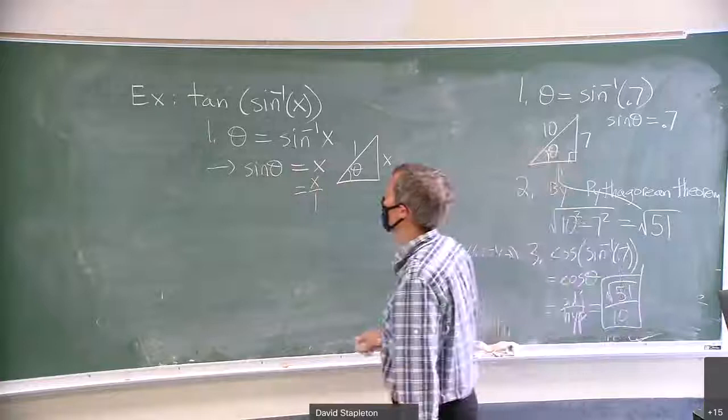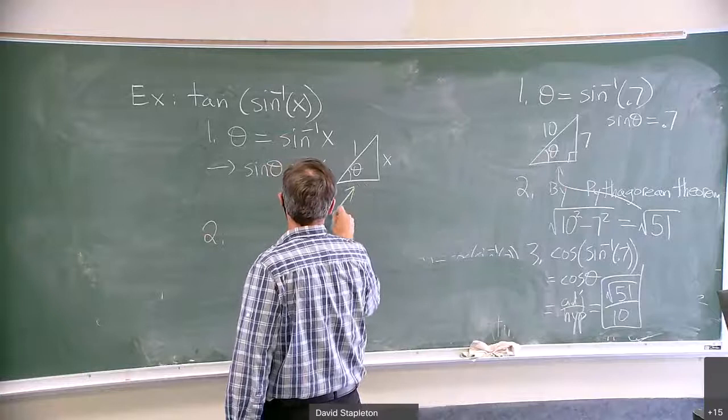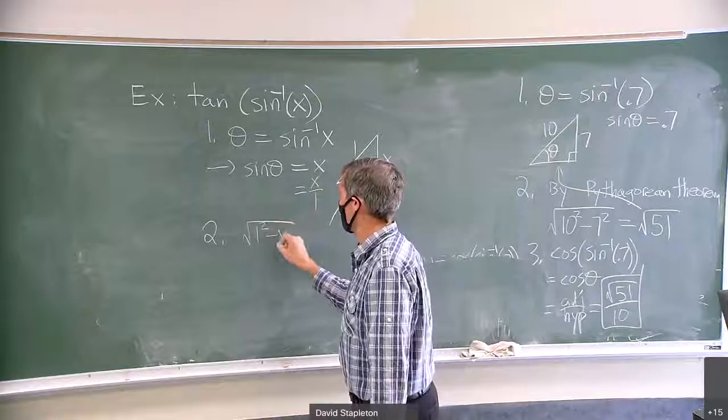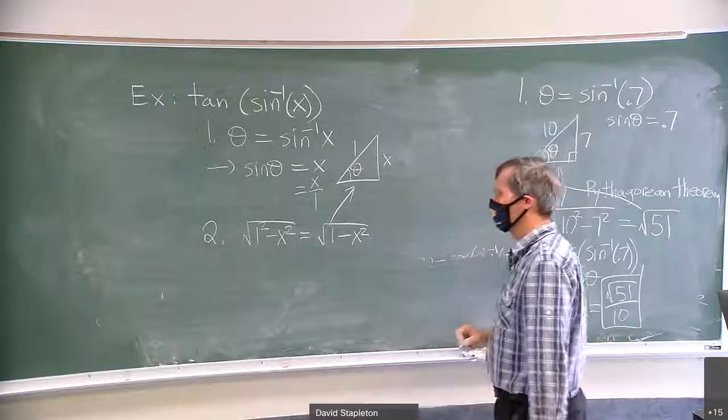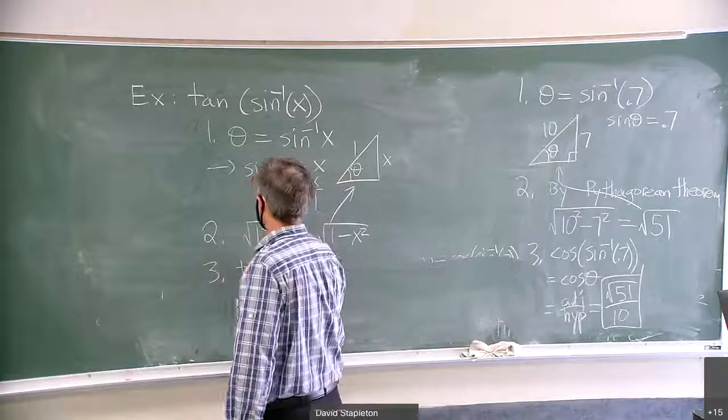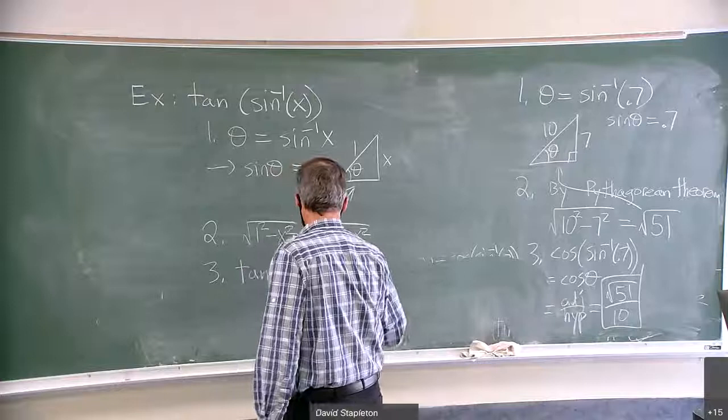The last side now, by the Pythagorean theorem, what is this? It's a leg, so it's square root of hypotenuse squared minus the other leg squared. Oh, it's just square root of 1 minus x squared. Finally, what's the tangent of the arc sine of x? Well, it's the tangent of theta because I drew it that way, right?